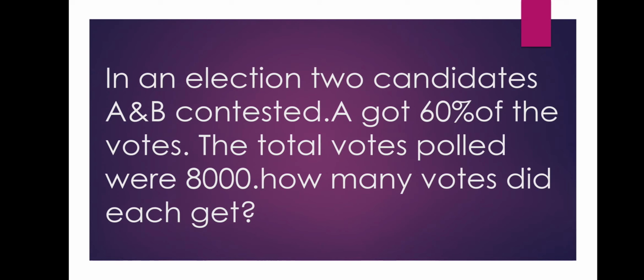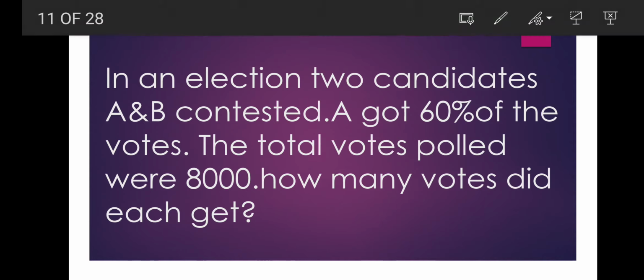Now next, in an election, two candidates A and B contested. A got 60% of the votes. The total votes polled were 8,000. And how many votes did each get? We have to understand a question like this: the total votes polled is what? 8,000. And out of this 8,000, A got 60%.